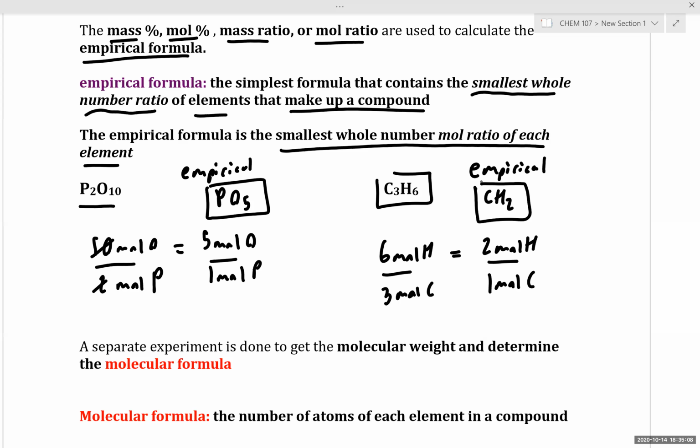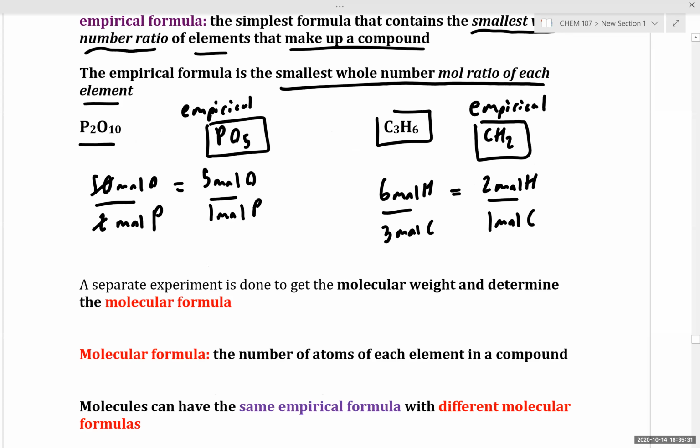Does that make sense? It's also setting the stage for a calculation that we're going to do from mass data. So if you think of the empirical formula as a mole to mole ratio, that idea will serve you well later on in this chapter. Does that make sense? Yes.